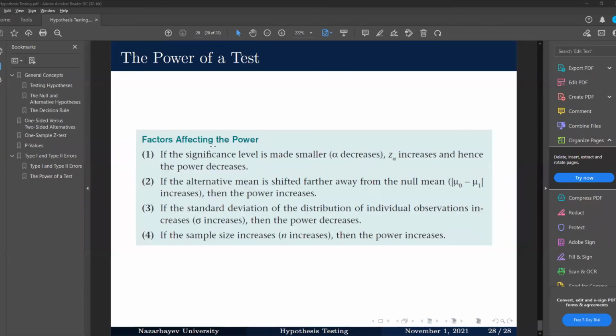So let's consider the factors that affect the power. If significance level is made smaller, then power is going to decrease. And the reverse is also true. If you increase significance levels, then power of test is going to increase.